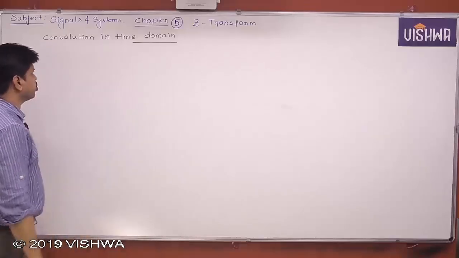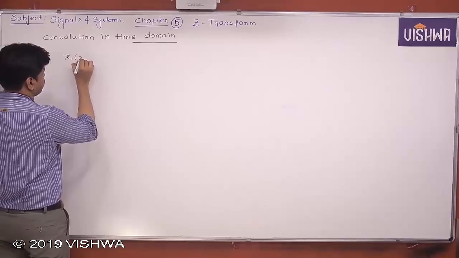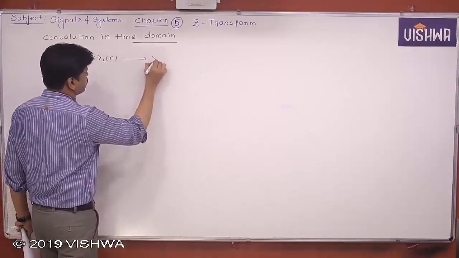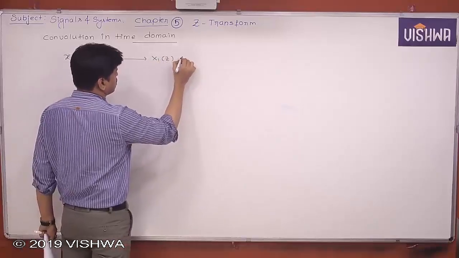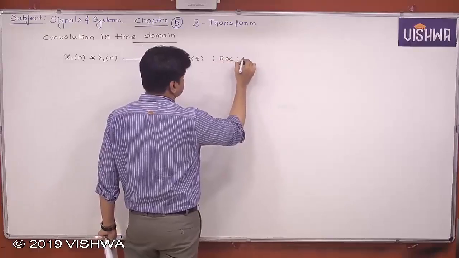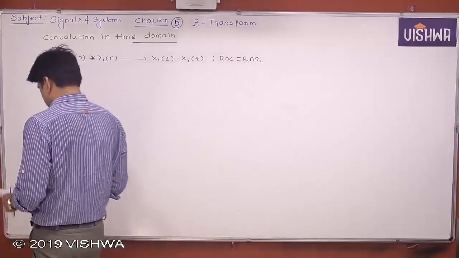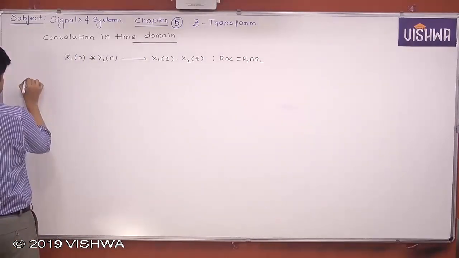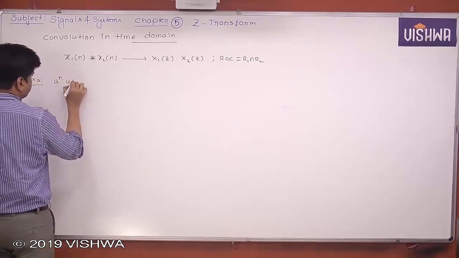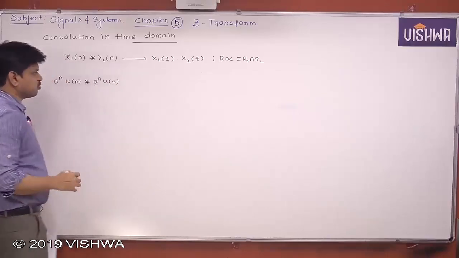Convolution in time domain. Let's say x1 of n convolution with x2 of n. This is going to give you x1 of z multiplied with x2 of z, with ROC R1 intersection R2. That's what we are going to get. Let's take one example: a power n u of n convolution with a power n u of n. This is what we have to calculate.